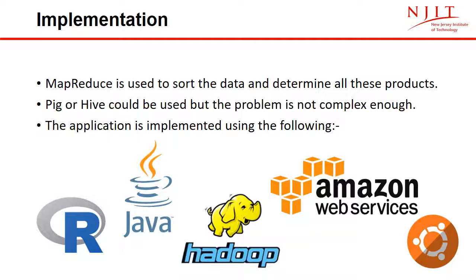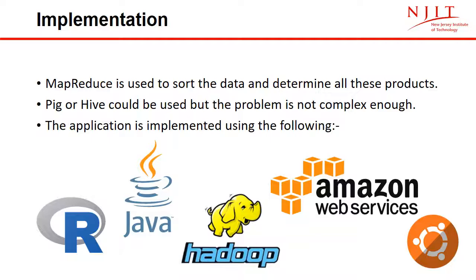Now, after talking about the code and the design of our project, let's move on to the implementation and see what technologies we have used to implement this. We've used MapReduce to sort the data and determine all these products. Obviously, because like I showed in the data set, we got a list of all the product IDs and their reviews. So we did not use Pig or Hive because the problem wasn't that complex. So we decided to go with MapReduce because that would give us the sorted list that we needed.